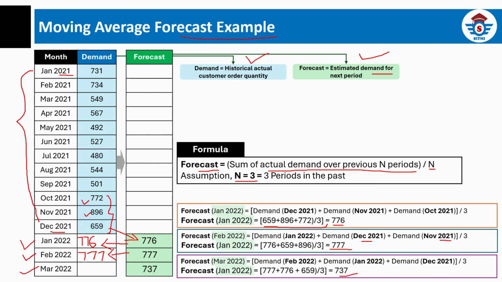This process continues for future months, and what you will notice here is that, unlike the naive method, the forecast does not remain constant. Instead, it smooths out sudden spikes and drops in demand, such as the high demand of 896 units in November and the lower demand of 659 units in December. This smoothing effect helps planners take more balanced decisions in real business situations. I hope it's clear how this forecast actually works in real business.